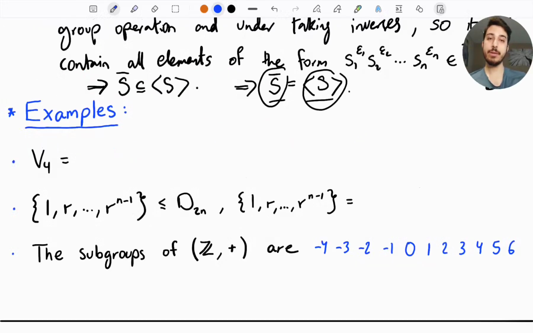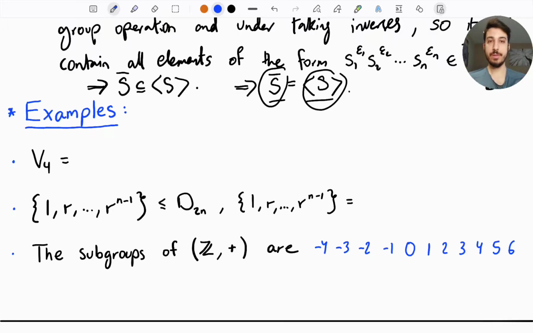Okay, now that we have found a proper construction for our subgroup generated by our subset S, it is time to look at some examples to see exactly how we can use this nice construction. So the first three that come to mind are the Klein four-group V4, the subgroup generated by the rotations in D2n, and the subgroups in the integers with the operation addition.